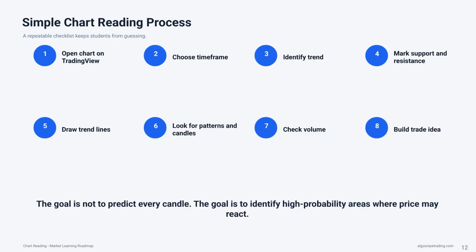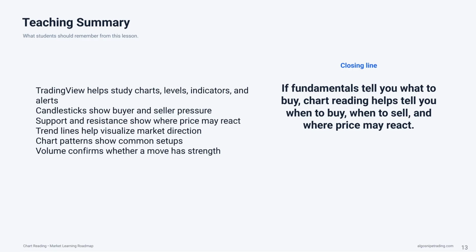Main idea. The goal is not to predict every candle. The goal is to identify high probability areas where price may react. A repeatable process helps traders make better decisions and avoid emotional trading. Teaching summary. Chart reading. This lesson brings everything together. Students should remember that chart reading is about understanding what price is doing, not guessing.